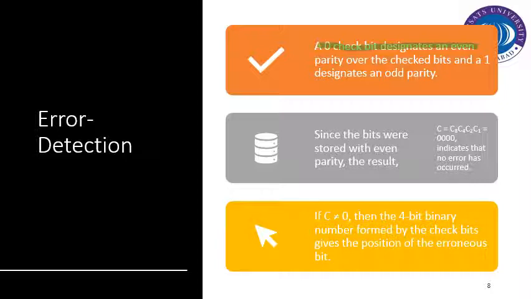So this 4-bit code tells us if there is an error, and also tells us the position at which the bit is flipped. If C is not equal to 0, we have some 4-bit number in place of C. That 4-bit binary number formed by these check bits gives the position of the erroneous bit, that specific placement in which the bit is flipped. So let us see examples, in case we don't have any error, and in case we have an error, how these checker bits will help us identify the placement of that specific error.